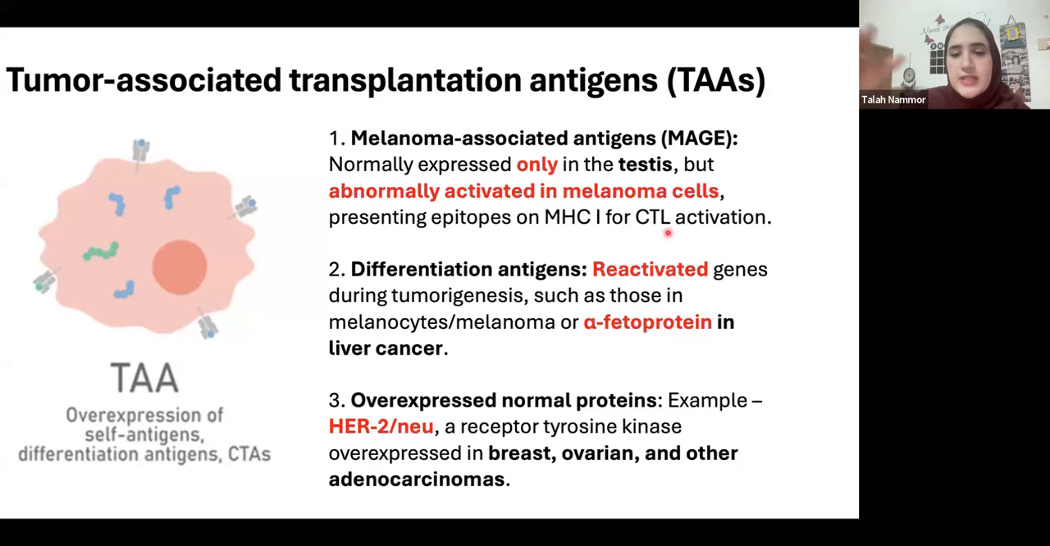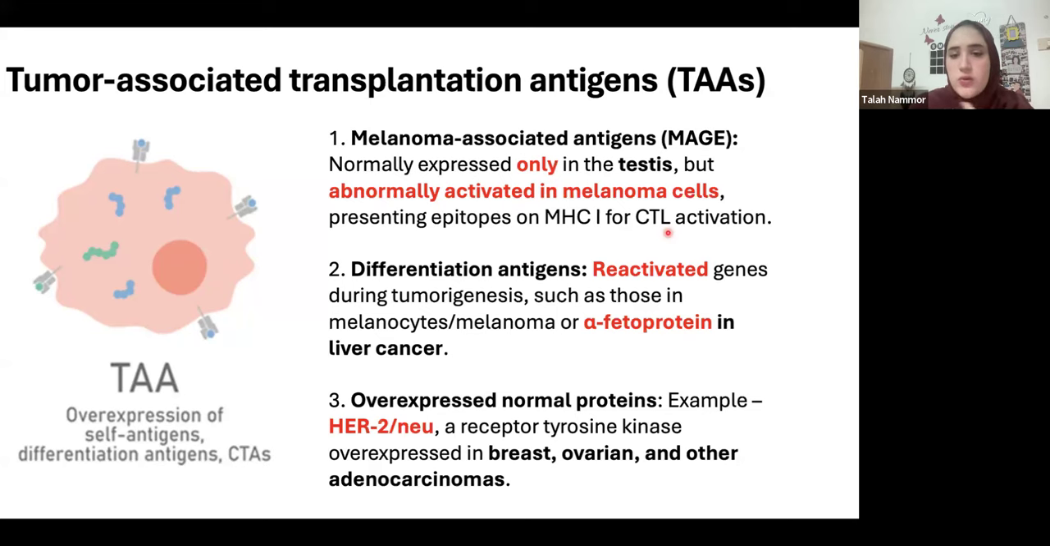This melanoma-associated antigen is usually expressed in the testes. So if you take a male and assay the testes, trying to find what receptors or antigens are expressed, you're going to find MAGE, or melanoma-associated antigen. But if this antigen is activated anywhere other than the testes, that's when you know there is something wrong. This antigen is usually abnormally activated in melanoma cells.